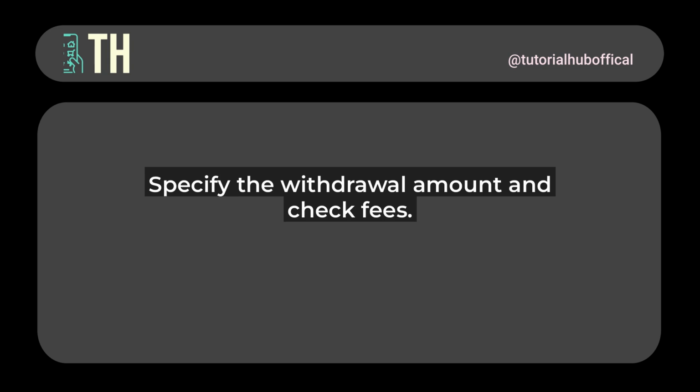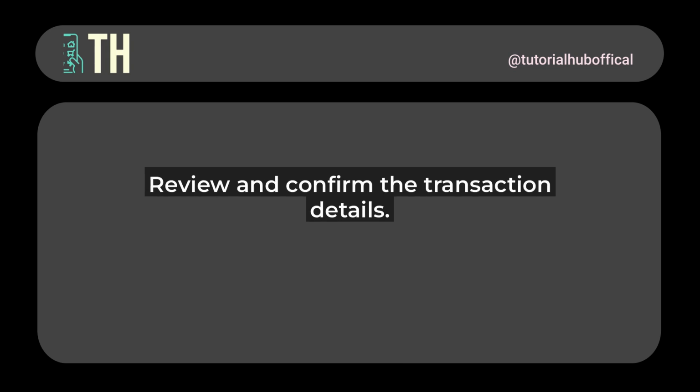Step 7. Review all the information carefully. Kucoin might require additional verification, like a security code sent to your email or phone. Step 8. Hit Confirm to process the withdrawal. You'll get a transaction ID, so track it on a blockchain explorer to ensure it goes through smoothly.